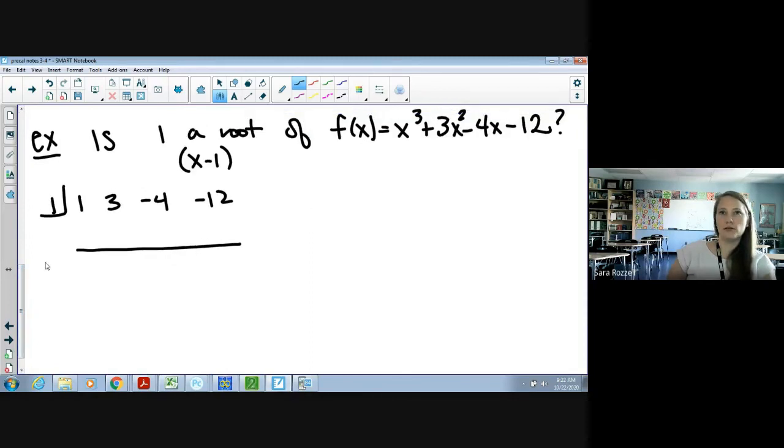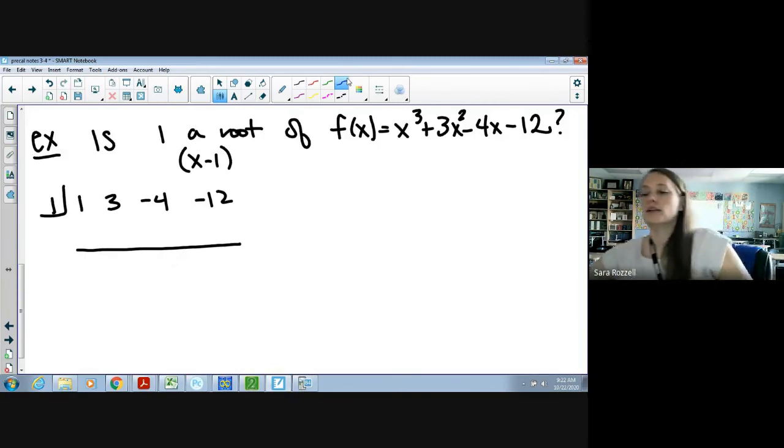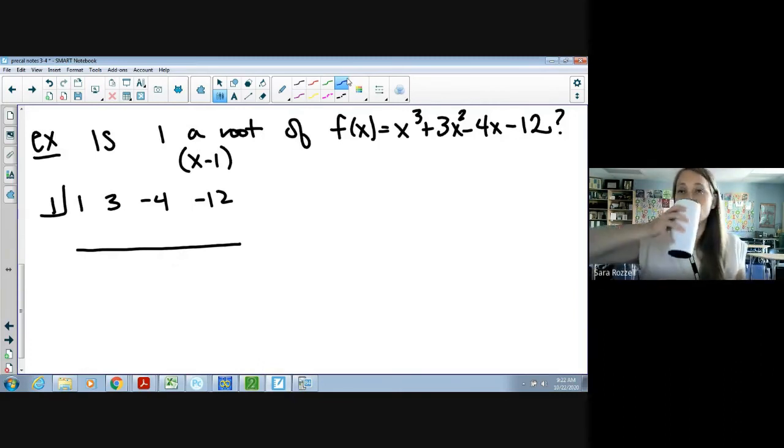So y'all go ahead and do that real quick, and then you can tell me if it is a root or not. No? I see a no. Okay, everybody else can finish too. Then we'll see. Do I see any yeses, or are we all thumbs down?